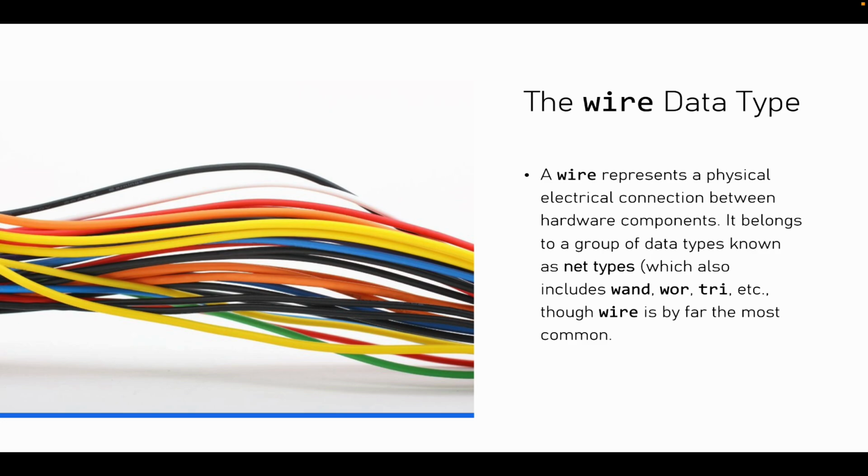Think of a wire exactly as it sounds, a typical physical electrical connection between hardware components. It belongs to a group called net types. In these net types, we have various types, such as WAND, which stands for wired AND, wired OR, and tri.